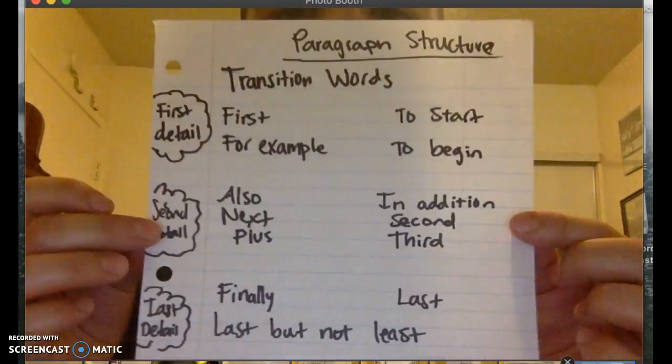They can utilize the paragraph structure and transition words. So here's the first detail you can start out with first. For example, to start, to begin, and then you write down what you learned and some of the facts. For the next sentence, you can utilize the words also, next, plus, in addition, second, third to start that sentence. The last detail is finally, last but not least, and then for the concluding sentence you can utilize in conclusion to summarize, as you can see.